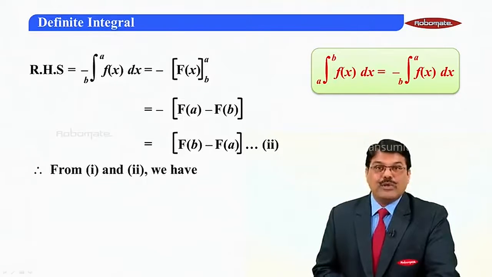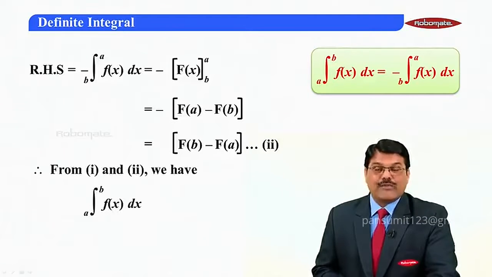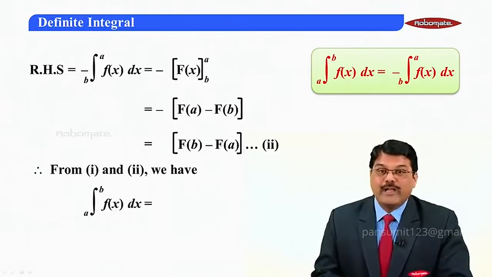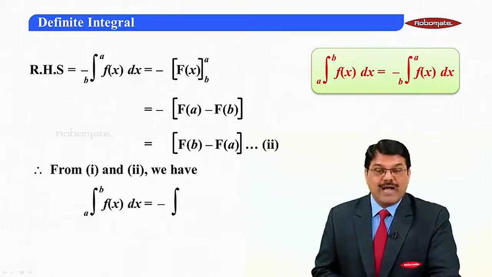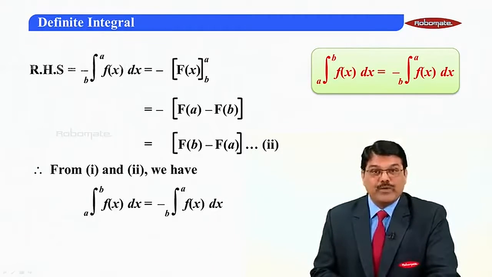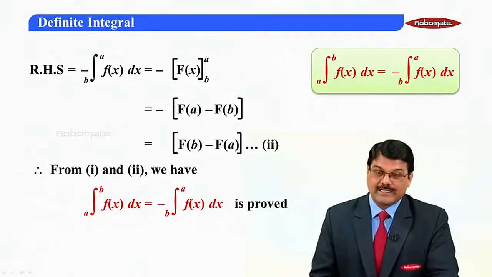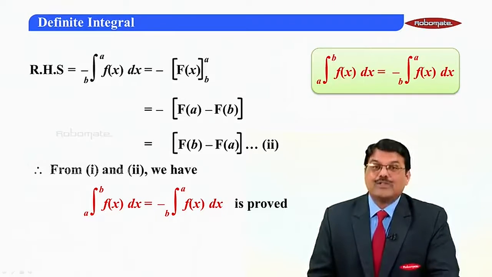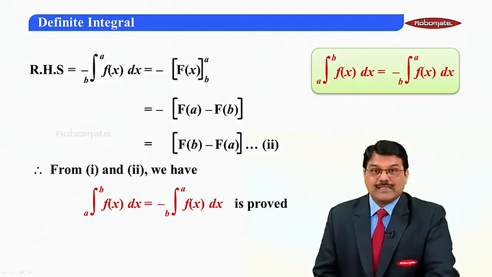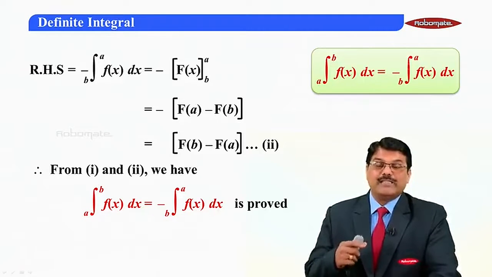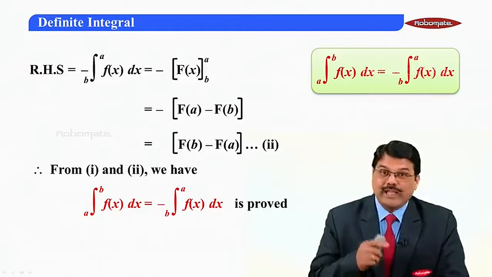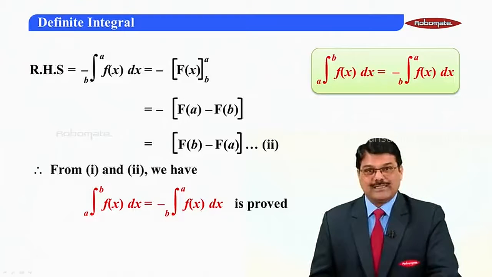So from 1 and 2 we can say that integration of f of x with respect to dx goes from a to b is equal to minus of integration goes from b to a f of x with respect to dx. It is proved. So the first property says that a to b can be written as b to a if the minus sign is outside, right?